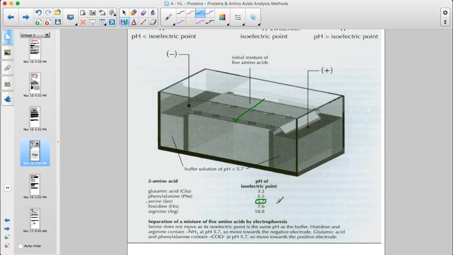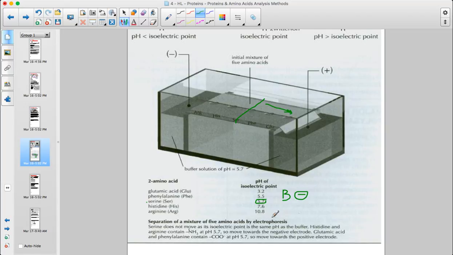Because when we apply the charge, if something has no charge, it's not going to be attracted one way or the other. We would expect that since 5.7 is higher than both of these values, for these amino acids the environment is a little bit basic. And with basic, we should think of OH minus ions. We should think that these amino acids are going to be negatively charged. And if they're negatively charged, then they should move towards the positive electrode. And we can see that that's what's happened in the diagram above. Both the phenylalanine and the glutamic acid have been migrating towards the positive electrode. Just how far they make it will depend on their exact charge, whether they just have 1 minus or 2 minus as their charge, and also on their mass.